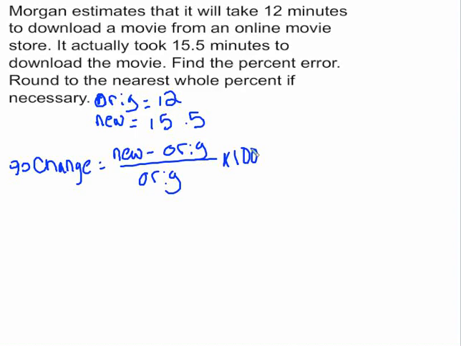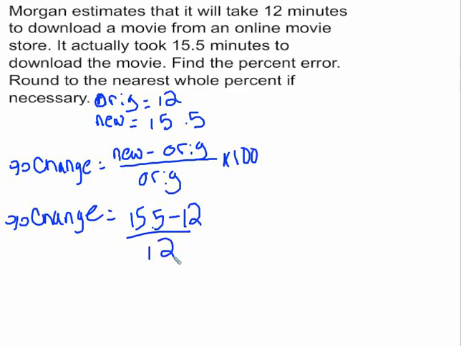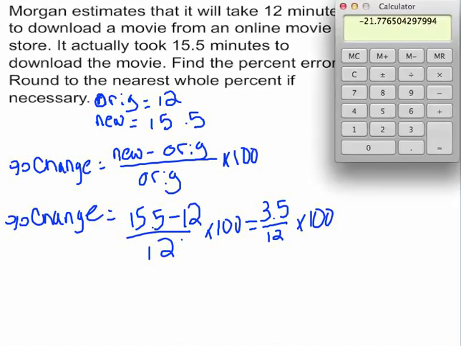So our percent change is going to be equal to 15.5 minus 12 all over 12 multiplied by 100, which is going to give me 3.5 divided by 12 multiplied by 100. Okay, again, let's take a look at how that looks in the calculator. 3.5 divided by 12, and then I'm going to multiply that by 100.